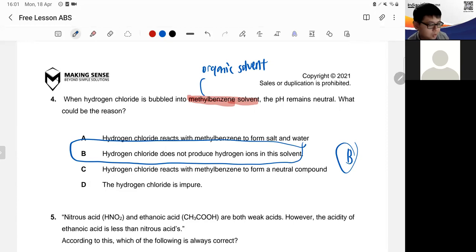If it won't dissociate, then there's no H plus. Because by right, it's supposed to do this. But in this solvent, this doesn't occur.